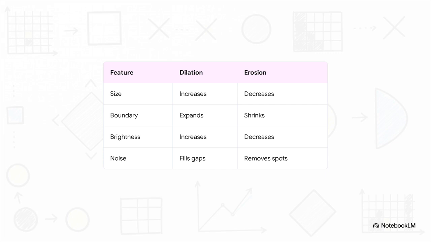This is absolutely crucial for grayscale morphology. In a grayscale image, our structuring element looks at pixel values. Dilation actually selects the maximum pixel value in a neighborhood. It acts as a local maximum filter, which increases the overall brightness of the image. Conversely, erosion acts as a local minimum filter. It grabs the darkest pixels, thereby decreasing the overall brightness. And finally, for noise, dilation fills the gaps, while erosion just wipes out those small exterior spots.